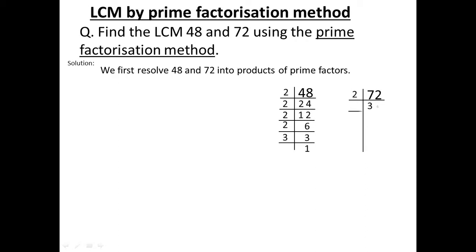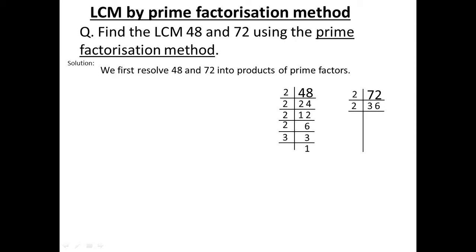So divide it and write the quotient below 72. Right? Now the next number is 36. At the ones place of 36, 6 is there. 6 is divisible by 2. That means 36 is also divisible by 2. So I will take 2 as a divisor.